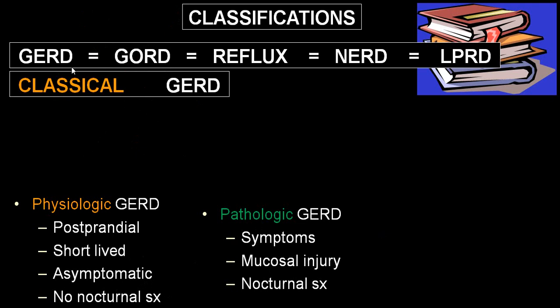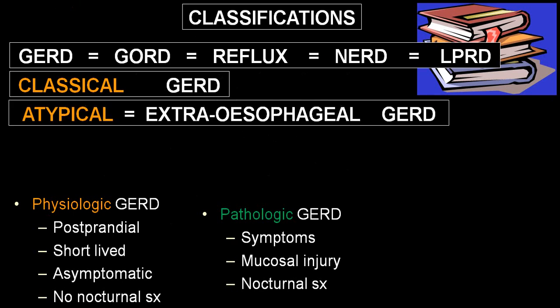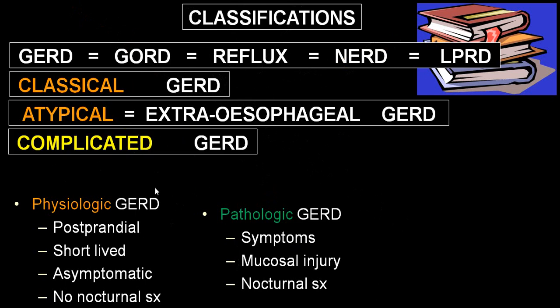For this GERD, usually we further use the words classical GERD, and atypical GERD, where you get extra esophageal symptoms and signs. Then complicated GERD, where because of acid reflux, you start getting effects on the esophagus in the form of Barrett esophagus, which is a pre-malignant condition.